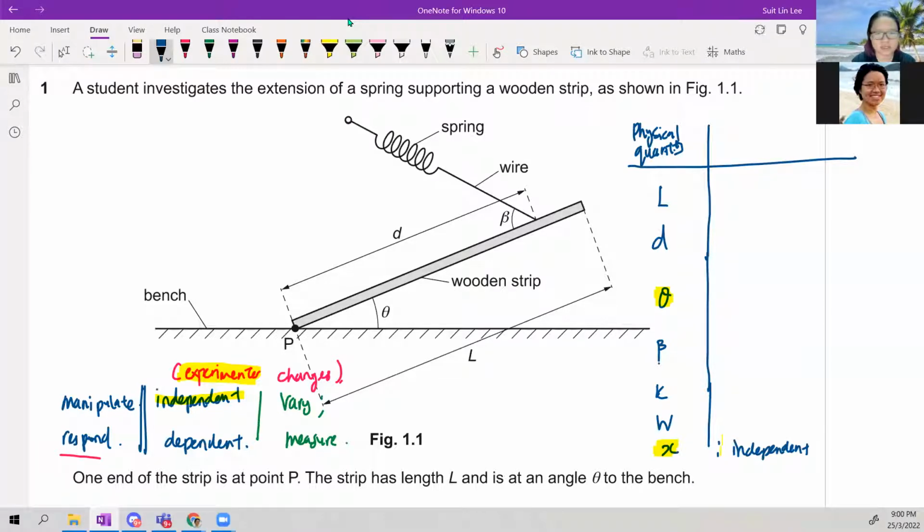And then this one is the dependent variable. Okay. And then which one is constant? Can they all be constant? I mean, normally we just say all constant, but I don't know whether you have done this experiment before, but which one should be kept constant in this case? What do you think? We have the strip is fixed. I mean, L and D is fixed, but the other angle, does it have to be constant?